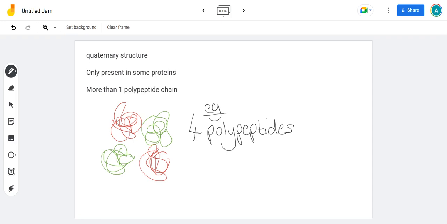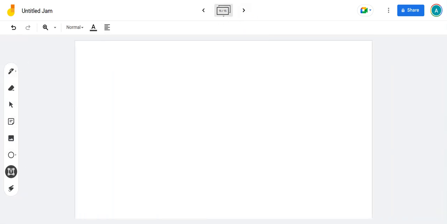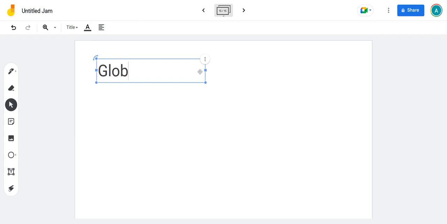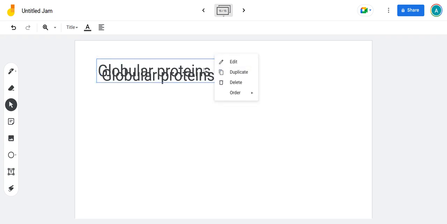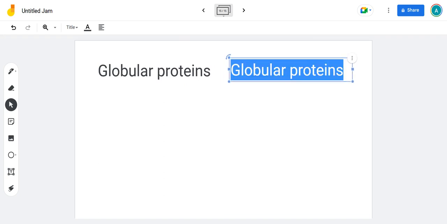The final part of this spec point is the difference between globular proteins and fibrous proteins. So once we've got our completed proteins, they then fit into these two categories. So we've got globular proteins, and we've got, I'll just do it to the side as a comparison, fibrous proteins.